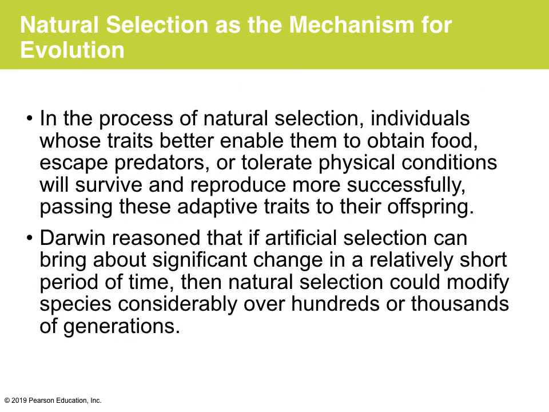So in the process of natural selection, individuals whose traits better enable them to obtain food, escape predators, or tolerate physical conditions are the ones that survive and reproduce more successfully, right? And they pass their heritable traits on to their offspring. And Darwin reasoned if artificial selection can bring about pretty significant change in a relatively short period of time, then natural selection could modify species considerably over hundreds or thousands of generations.